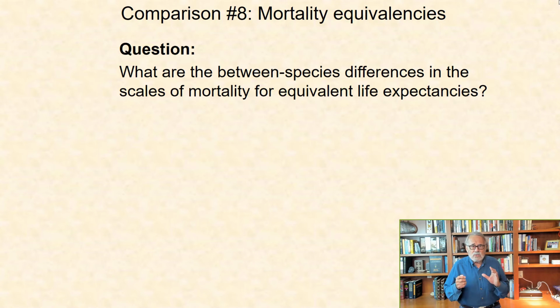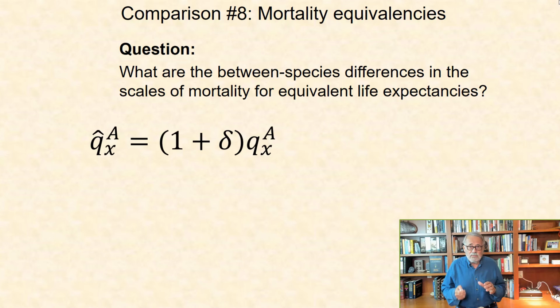Comparison number 8, mortality equivalencies. The last comparison between species is what I refer to as mortality equivalencies. The question is this: what are the between species differences in the scales of mortality for equivalent life expectancies? Formally, this can be shown with these equivalencies.